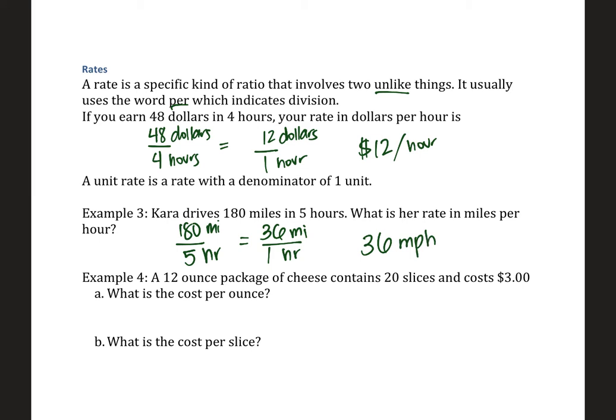Moving now to example 4, a 12-ounce package of cheese contains 20 slices and costs $3. What is the cost per ounce? So when I see this per ounce, I want to find the unit rate. So the money per 1 ounce. The first thing I want to do is set up my rate, where we have ounces and then also the money, right? So the cost is going to be on top. Cost per ounce. Cost will be on top, $3.